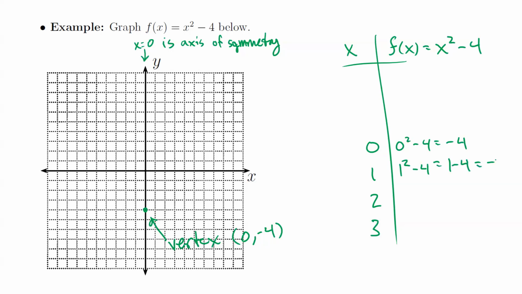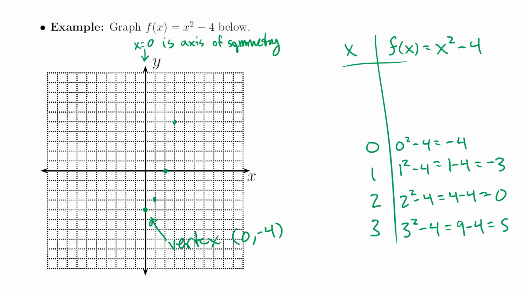So we get negative 3. So go over 1, down 3. So 4 minus 4 gives me 0. And 9 minus 4 gives me 5.